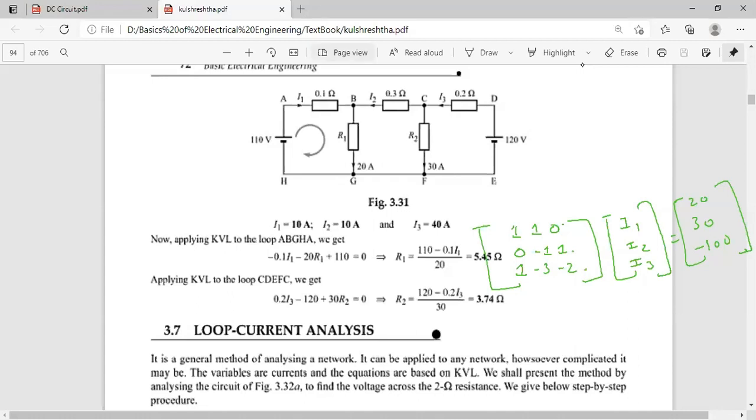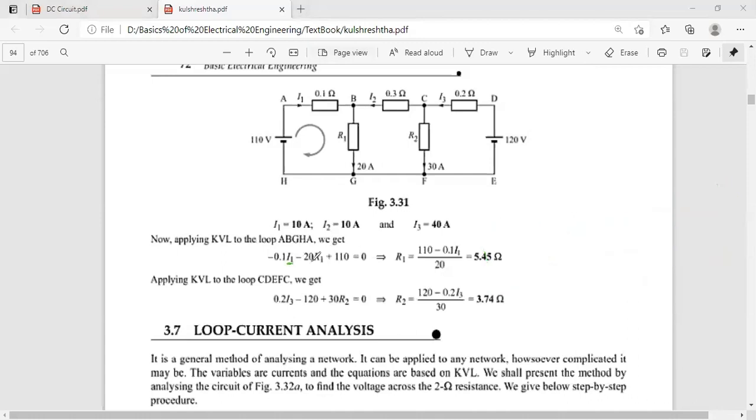Here's the same thing they have shared. You can see they have written a relationship between I1 and R1. I1 I know as 10 amps, so I can put that value and get the value of R1. Similarly, I'll write KVL in this loop. So I have a relationship between R2 and I3 here. I3 value I know as 40 amps. So I'll put that value and finally get R2.